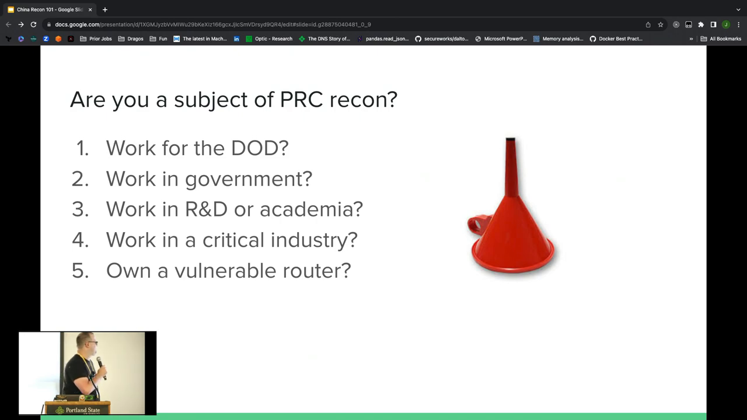Are you subject to PRC recon? Nowadays this is a very difficult question to answer. You will see the first four bullet points here: you work for the DOD, you work in government, you work in R&D or academia, or you work in a critical industry. Those are pretty straightforward. You're either in it or you're not. The fifth bullet point, do you own a vulnerable router, is where things get kind of dicey, because that could be virtually everybody in the US.